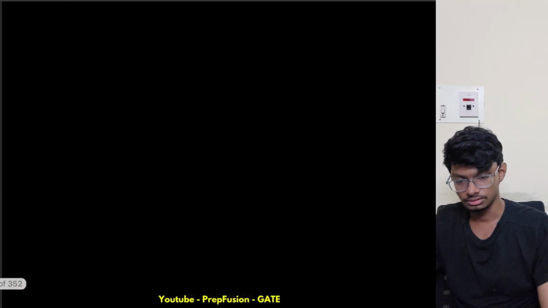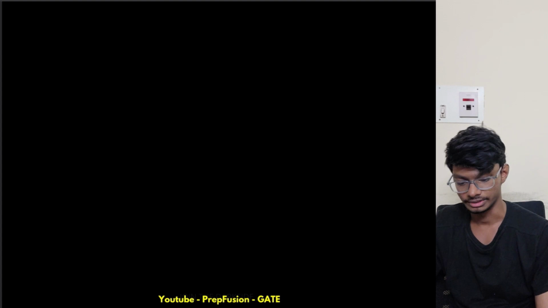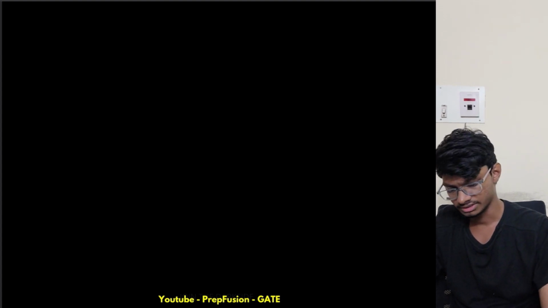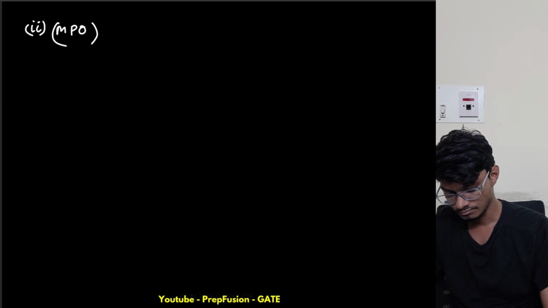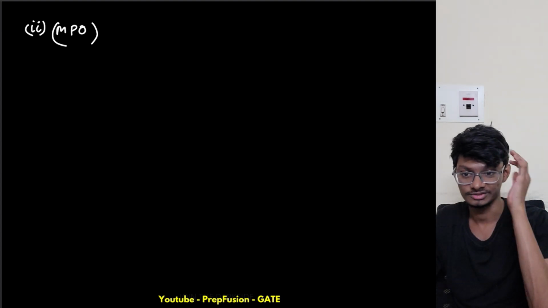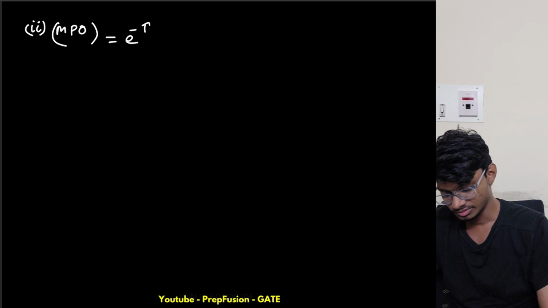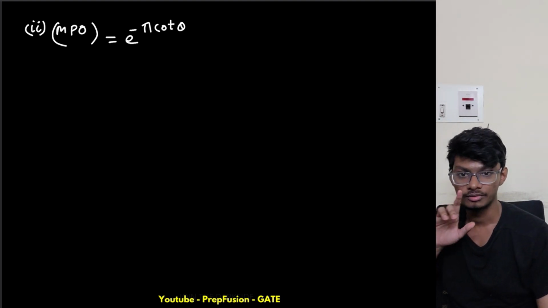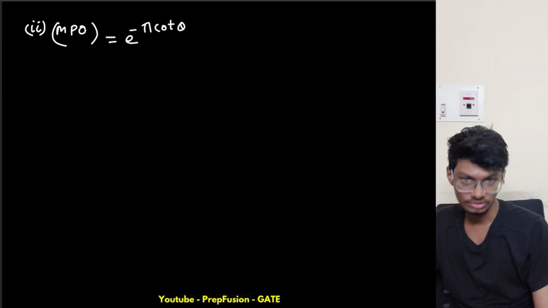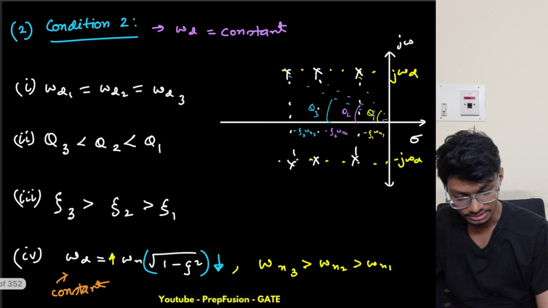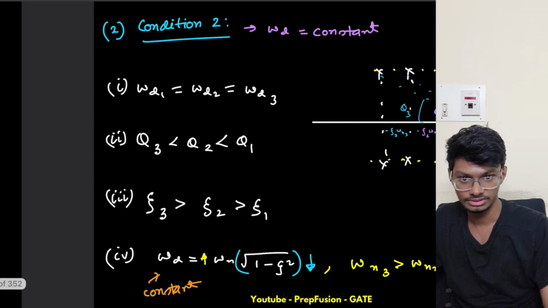Now let's evaluate for the maximum peak overshoot. Anything we can evaluate, let's evaluate for the maximum peak overshoot, MPO. MPO is e raised to minus pi cot theta. So what is happening to theta? Theta is this time reducing, as you can see. So it will be just opposite of the previous one.